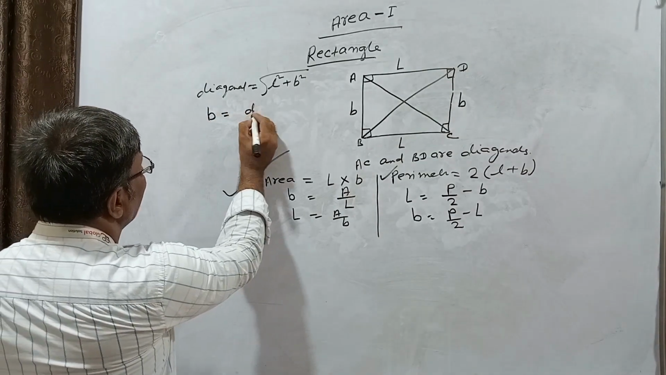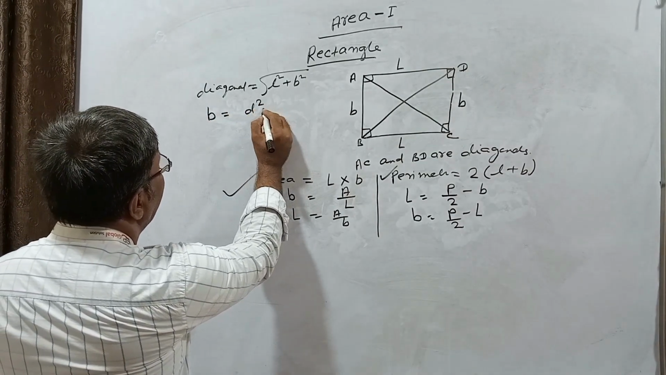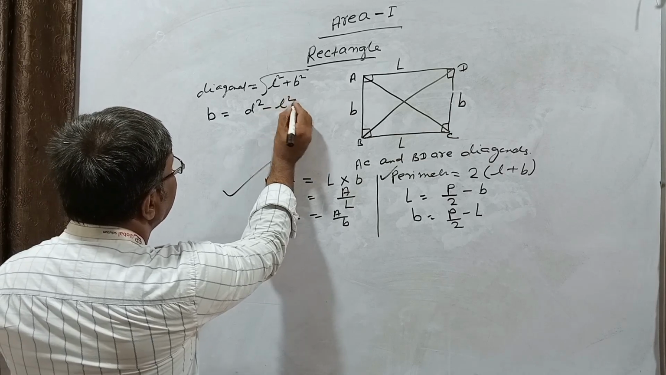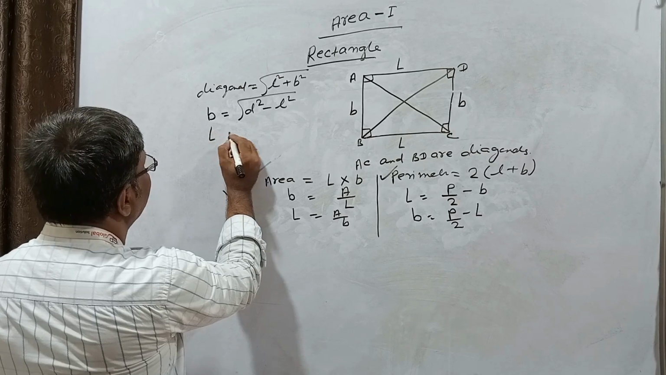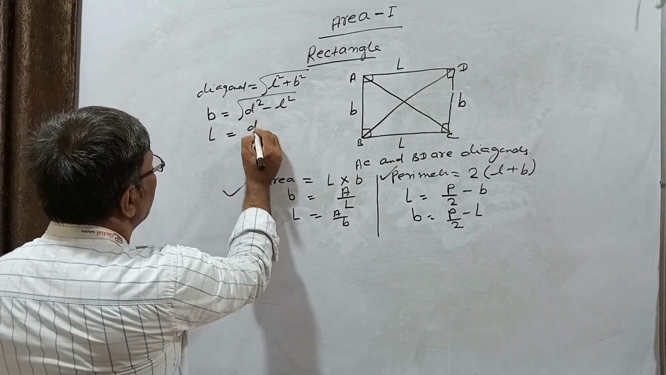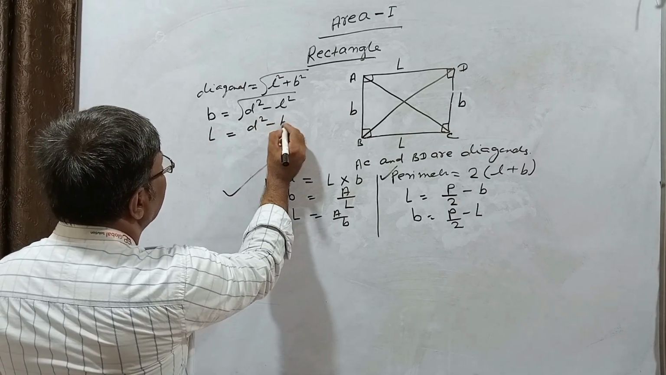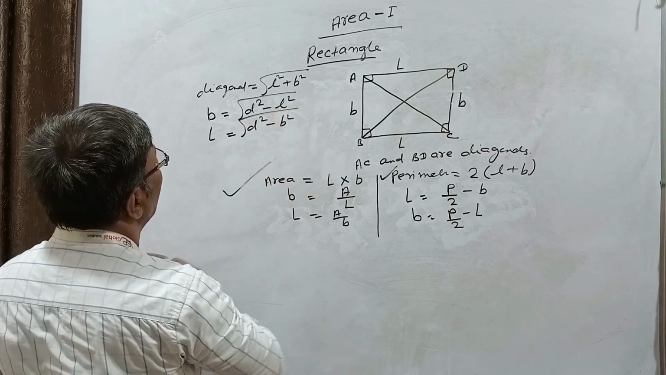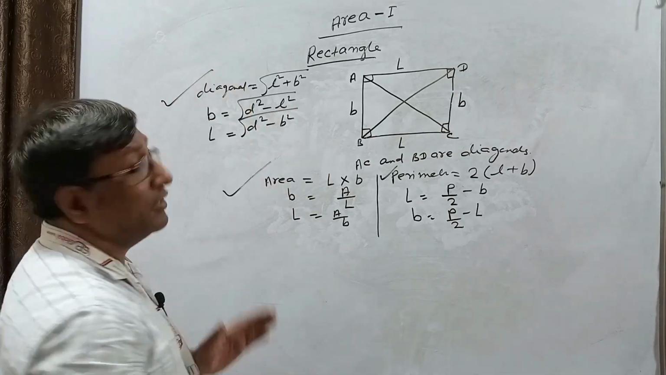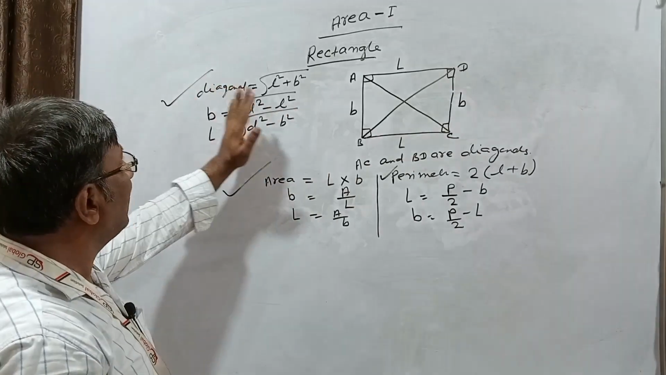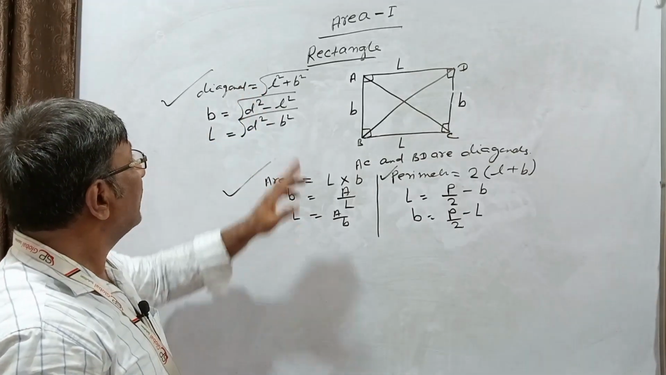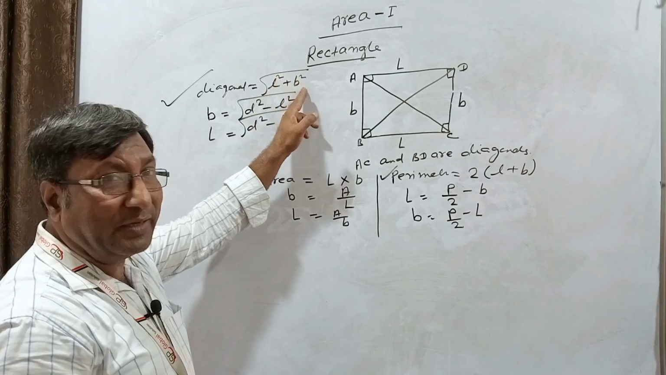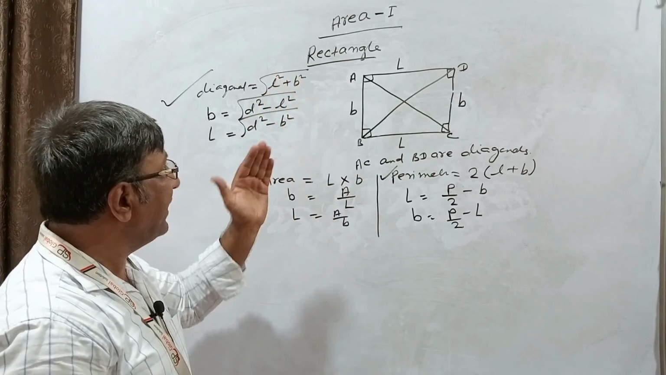D for diagonal, so this is the square root of diagonal square minus length square. Similarly, when length and diagonal are given, we need the breadth: the square root of diagonal square minus breadth square. So again, this is the master formula: diagonal equals the square root of L square plus breadth square. So length is given, breadth is given, we can find the diagonal very easily.